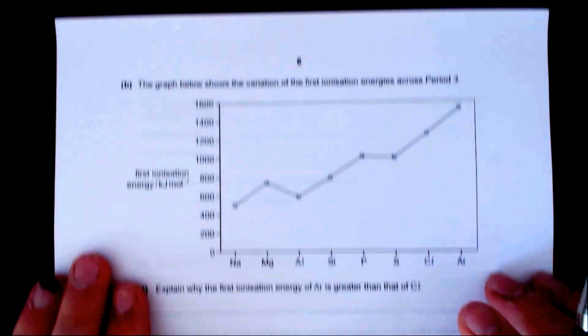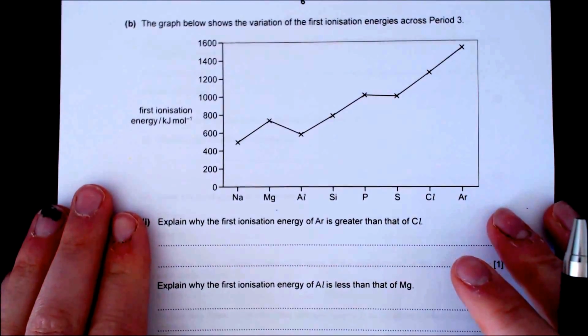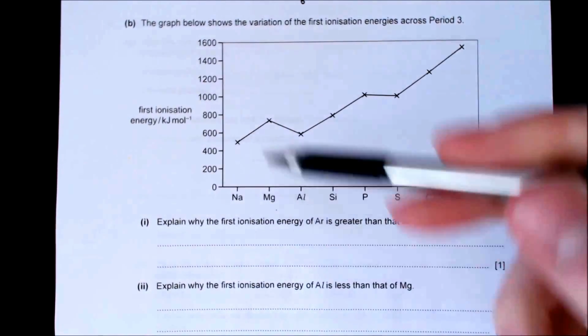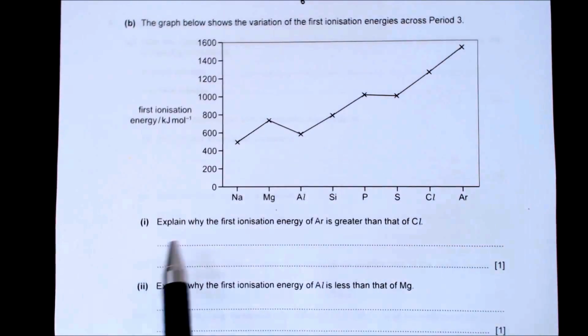Okay, so this is B. Let's drag this down there. There we go. Right, so the graph below shows the variation of the first ionization energies across period 3. And you can see here we've got the first ionization energies, and then it's asking us some questions about these elements across period 3. So it says, explain why the first ionization energy of argon is greater than that of chlorine.